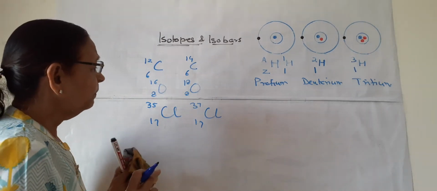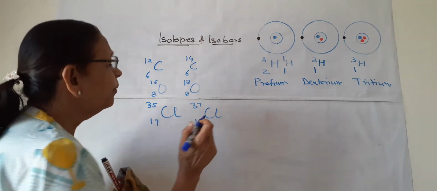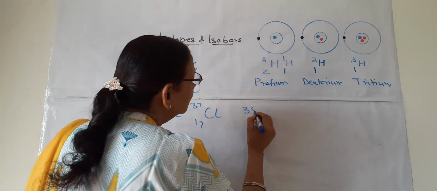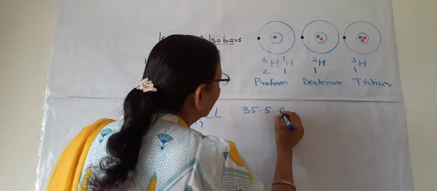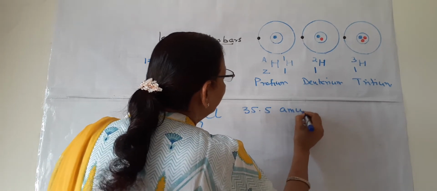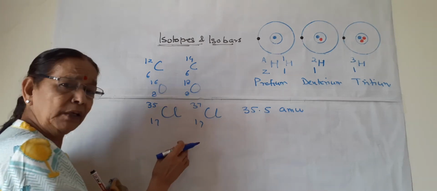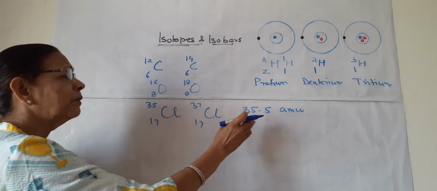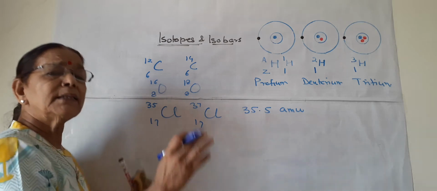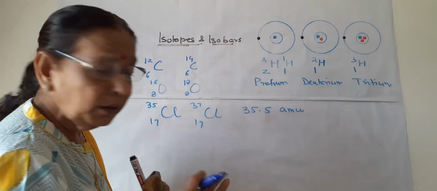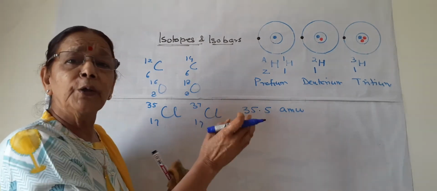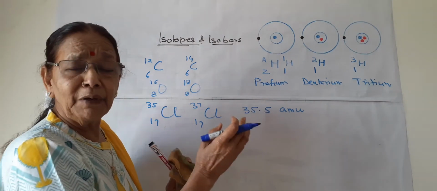So you must be knowing that the atomic mass of chlorine we took as 35.5 AMU. Why? Is it a fraction? It cannot be a fraction because atomic mass is the number of protons and neutrons. So neither proton nor neutron can be half. It will be full.